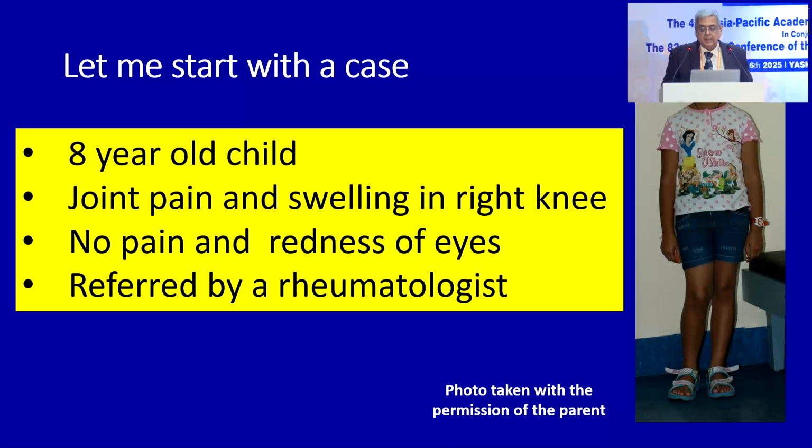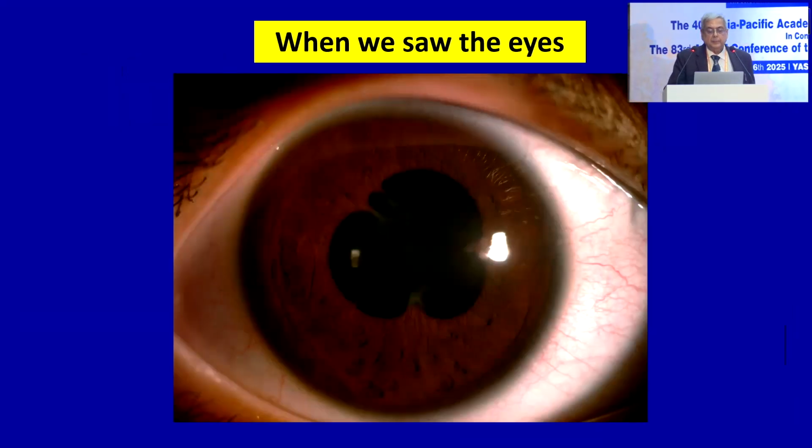Let me start with a case. I've taken permission to show you the photograph of this beautiful child. An 8-year-old child, joint pain and swelling in the right knee. As you can see, the swelling is evident. No pain or redness in the eyes, referred by a rheumatologist. When I looked at the patient's eyes, I found there was already synechia, complicated cataract, and band-shaped keratopathy.